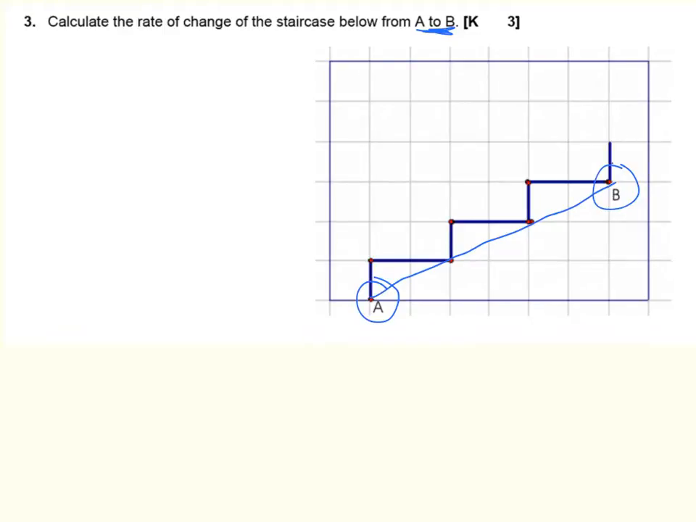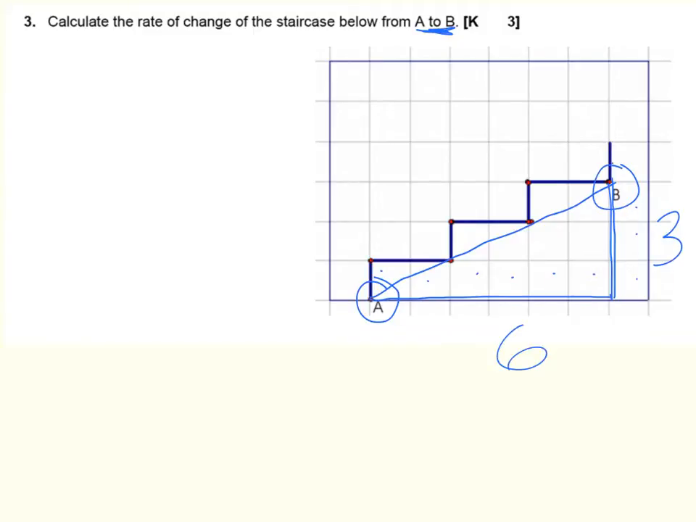First, I'm going to find the rise. There's my rise. Okay? How many spaces is it? 1, 2, 3. So that makes the rise 3. Then I'm going to find the run. I go from A horizontally to where B is, and I count those. 1, 2, 3, 4, 5, 6.